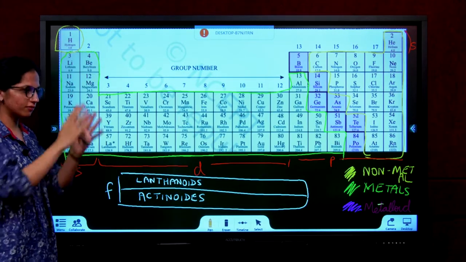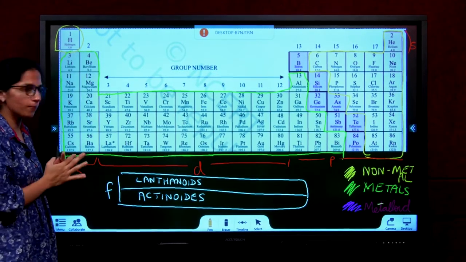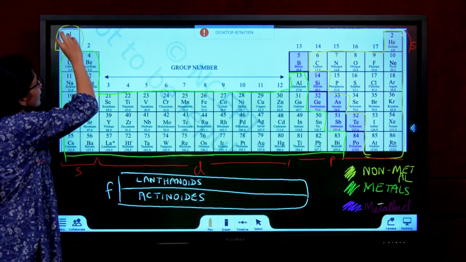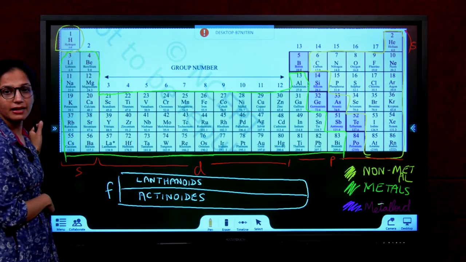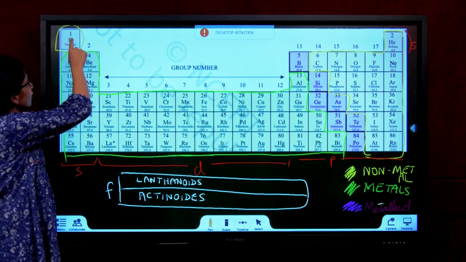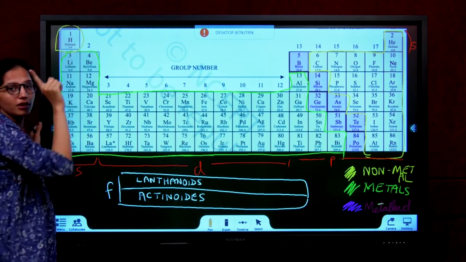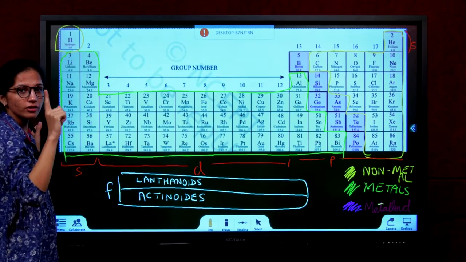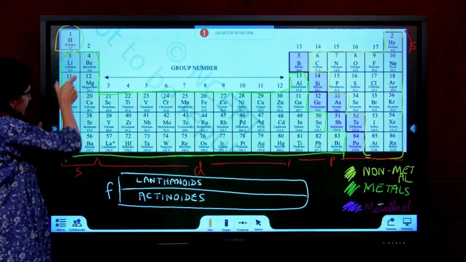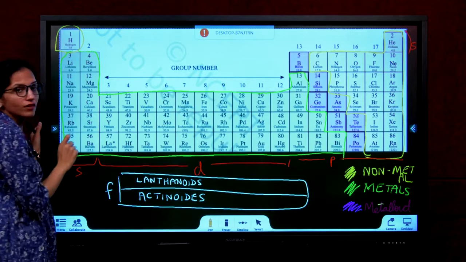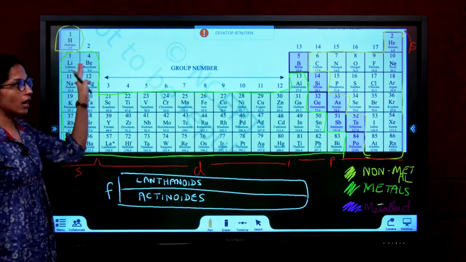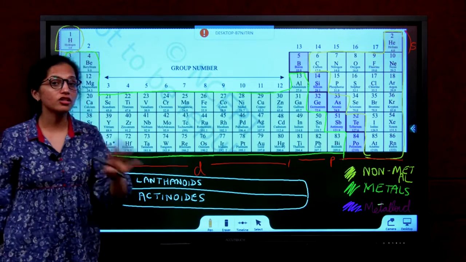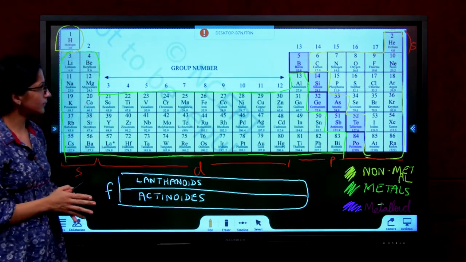We said that all the group elements have the same properties. Then why did we place hydrogen here? If it is a non-metal, why did we place it with metals? Because the atomic number of hydrogen is 1, the valence electron is 1. All these elements have one valence electron. We already saw this is 1, 2, 1, 2, 8, 1. So hydrogen's position was not justified correctly.